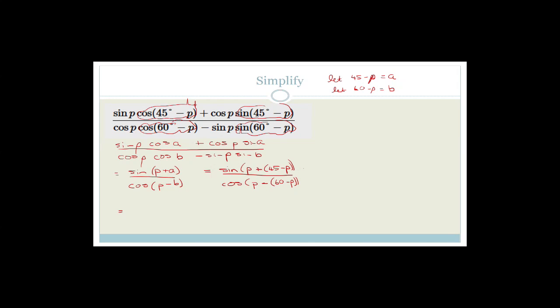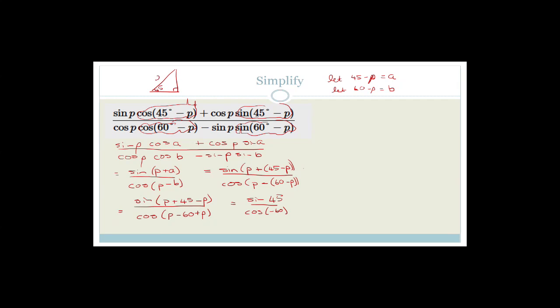So then what happens? This becomes sine, I'm going to do it slowly so you can make sure you understand this, of P plus 45 minus P, all over cos of P minus 60, and a minus times a minus is a plus P. So that becomes sine 45 all over cos of negative 60.